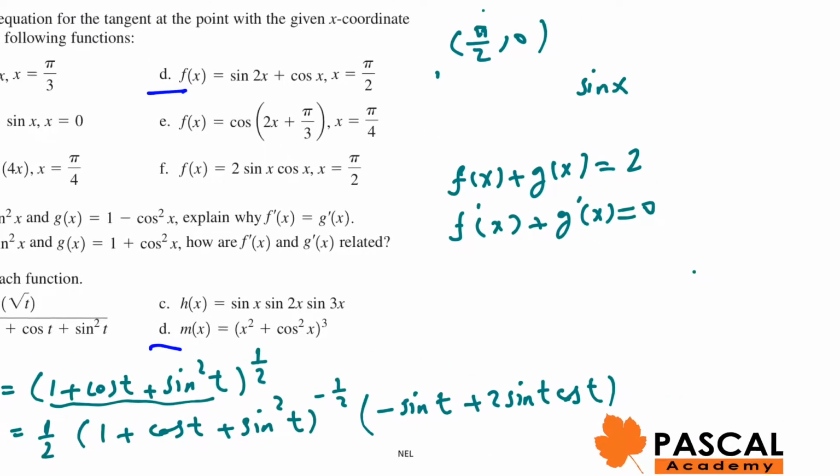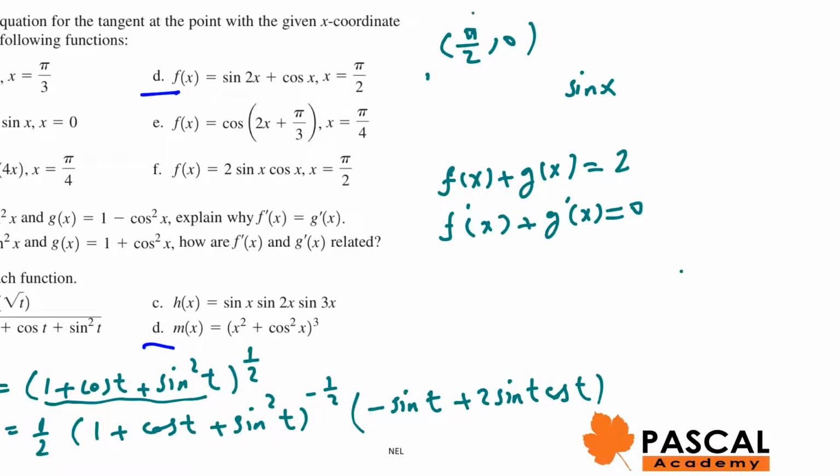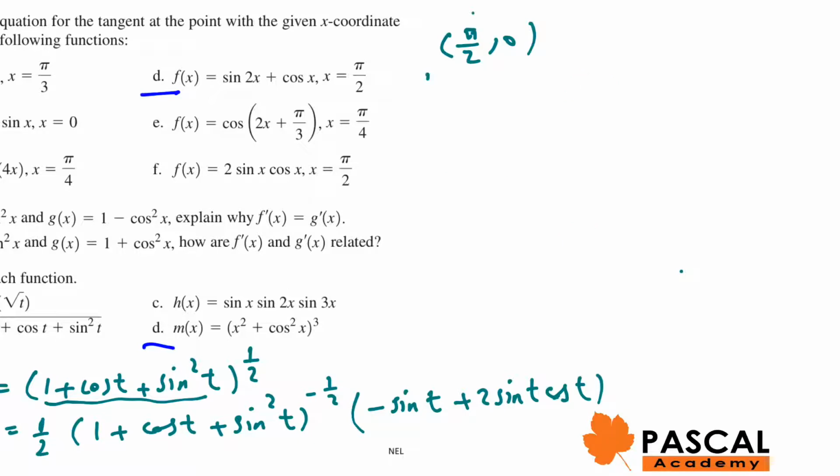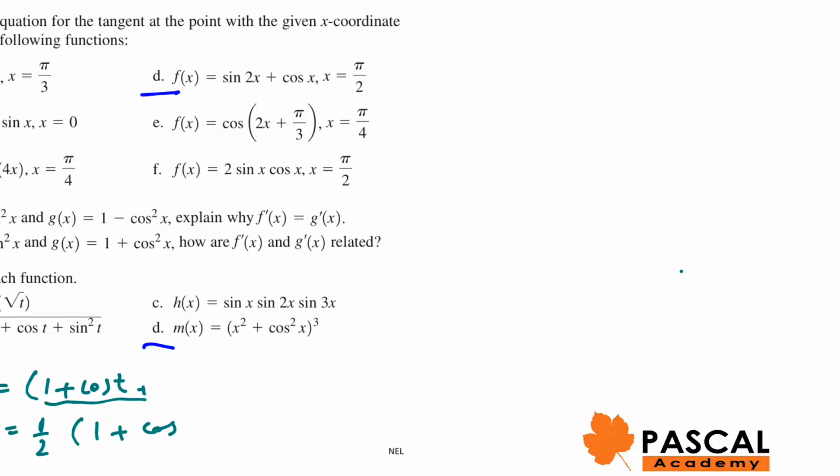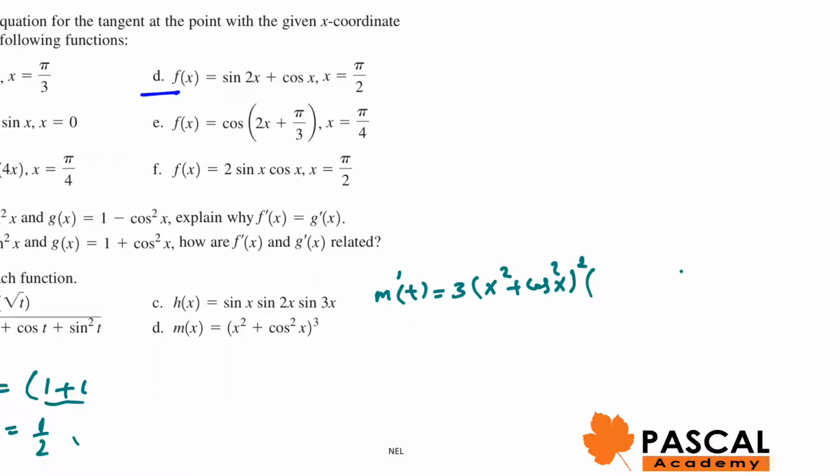Part D, derivative of m(x) equals (x² + cos²x)³. We use the power rule for functions: 3 times (x² + cos²x)² times the derivative of x² + cos²x. Derivative of x² is 2x.